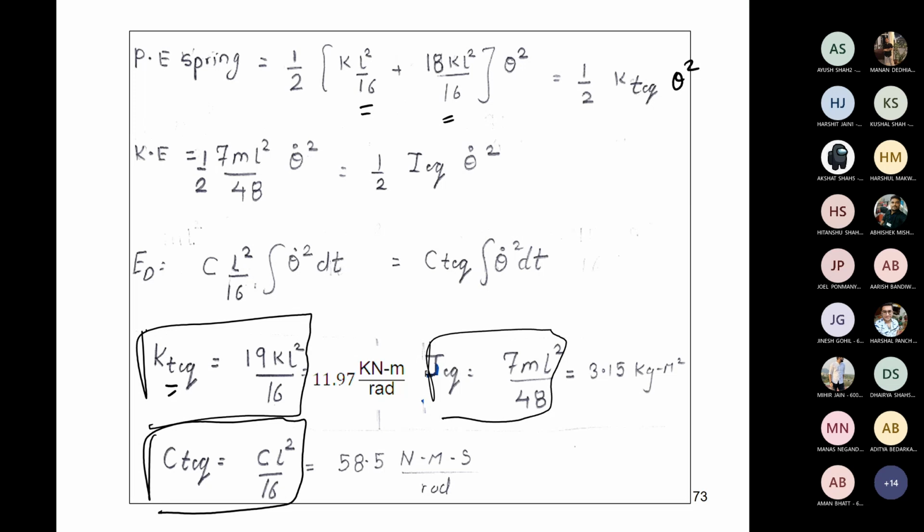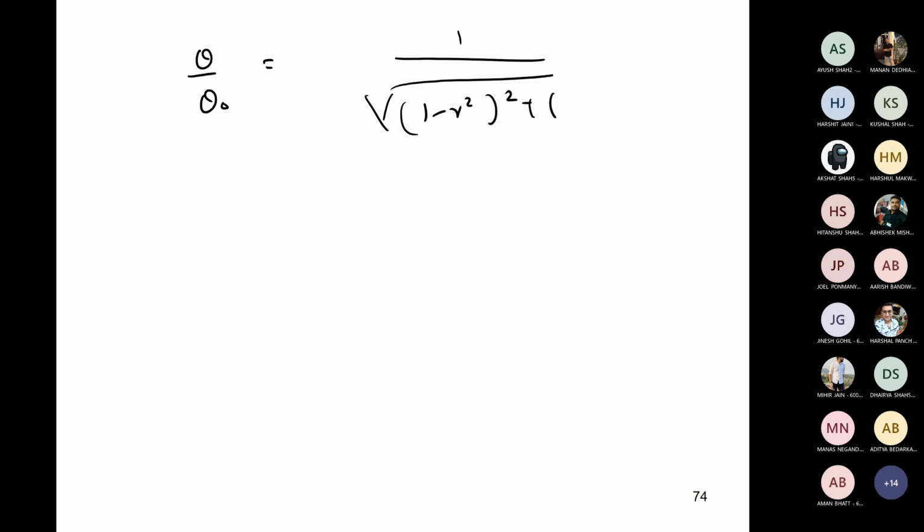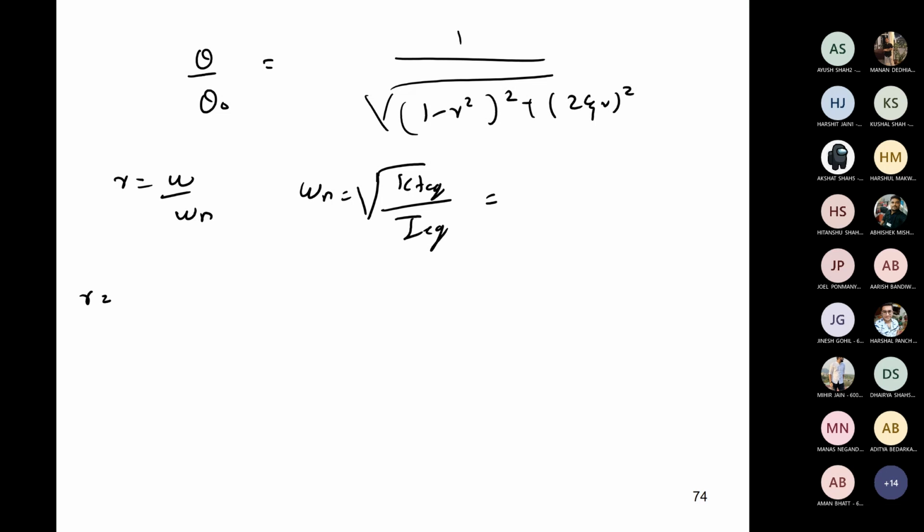Yes, sir. Okay. So now again we are going to do the same steps for steady state amplitude in torsion. Theta by theta 0 is equal to square root of (1 minus r square) whole square plus (2 zeta r) whole square. R is omega by omega n. Omega n is square root of K torsional equivalent divided by I equivalent. So find out R. Theta is pi by 180 into 10.